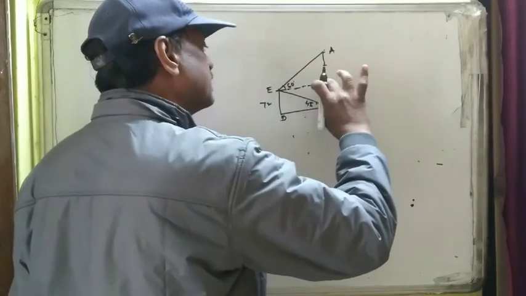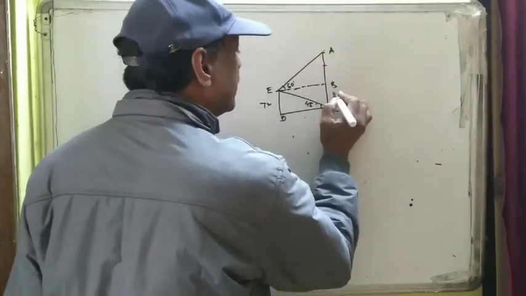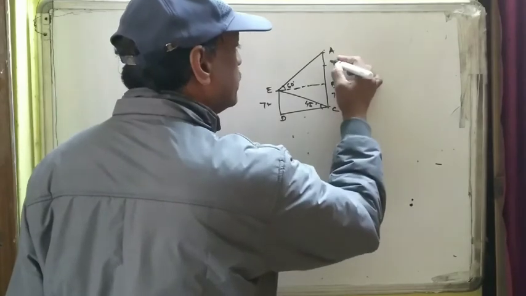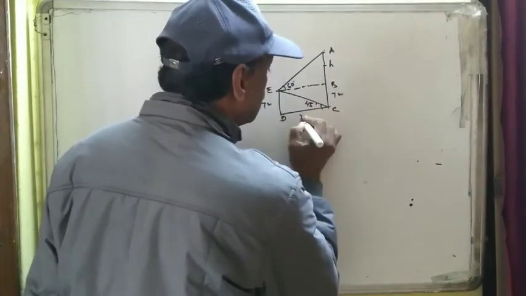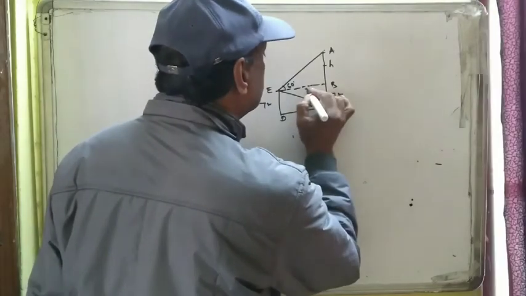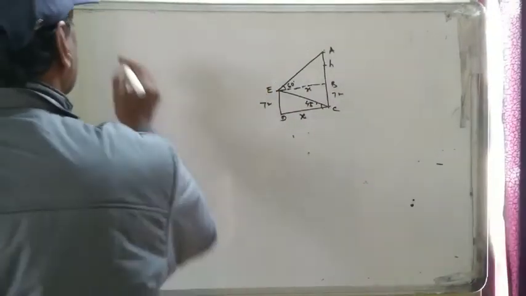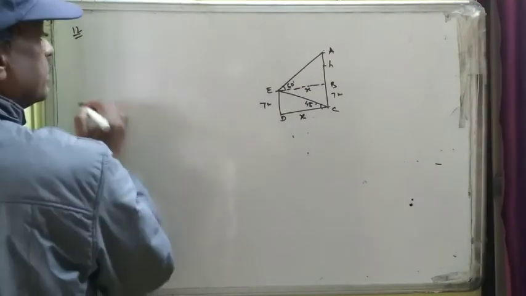This length and this length, this height and this height will be same, so it is 7 also. It is not known, so it will be h. Let us assume this CD is x as well as BE is also x. So this is question number 12.